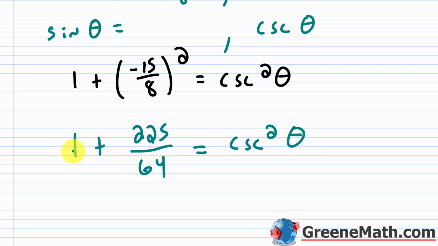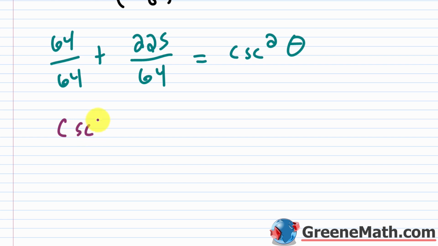So let's get a common denominator here. I would multiply 1 by 64 over 64. And just for convenience, I'm going to flip the sides here, and I'll go ahead and say that cosecant squared theta is equal to 64 plus 225. That's going to give me 289. This is over the common denominator of 64. Now from here, I'm just going to use my square root property, but remember, we're in quadrant 4. So cosecant and also sine would be negative. So I want the negative square root over here.